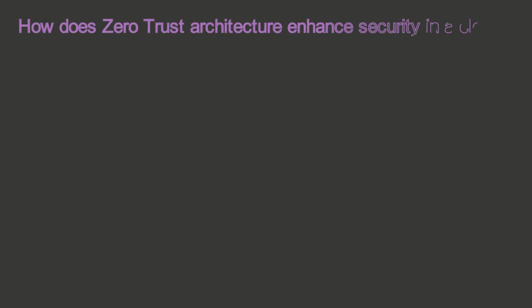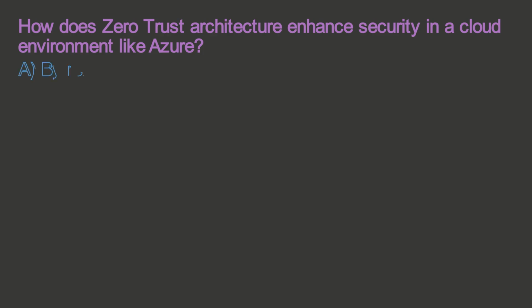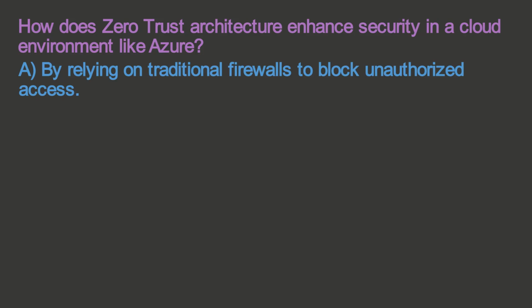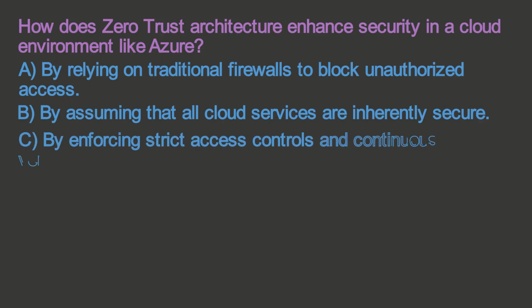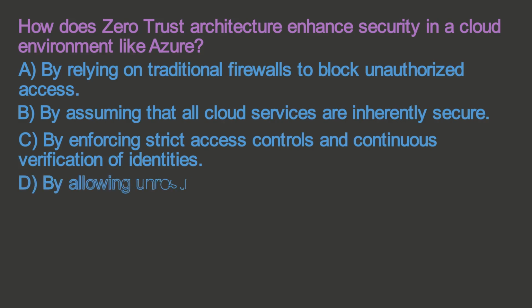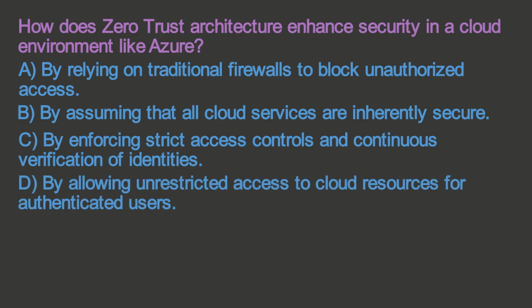How does Zero Trust architecture enhance security in a cloud environment like Azure? A. By relying on traditional firewalls to block unauthorized access. B. By assuming that all cloud services are inherently secure. C. By enforcing strict access controls and continuous verification of identities. D. By allowing unrestricted access to cloud resources for authenticated users.